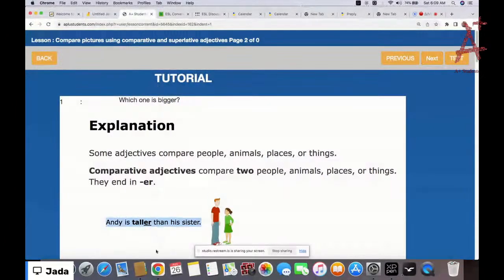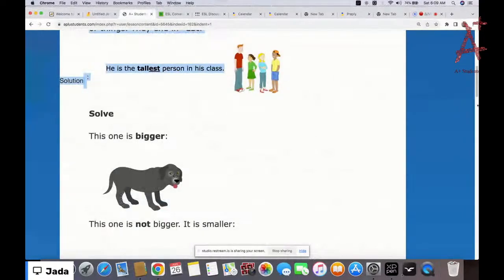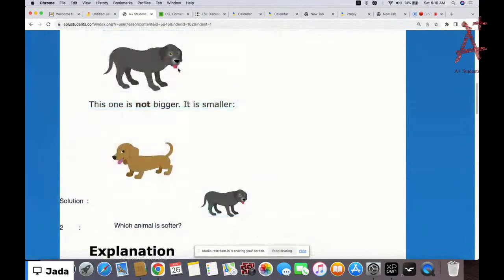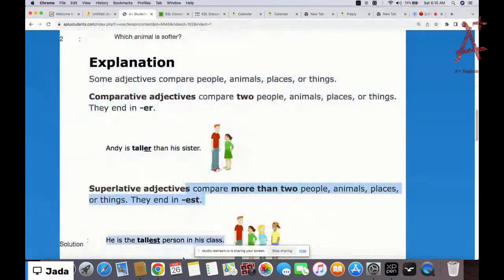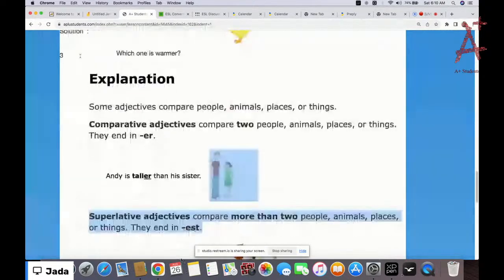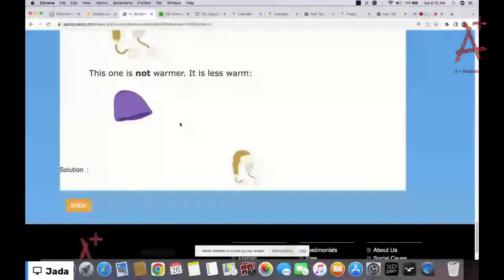So we have an example. Which one is bigger? You look at the picture. This one is not bigger, it is smaller. So you can have bigger, smaller, it depends. Now this puppy is smaller, but this one is bigger. Now which animal is softer? This one is softer, this one is not softer. It is less soft. Which one is warmer? This one is warmer. This one is not warmer, it is less warm. You are just comparing two different things. So yeah, that's it.